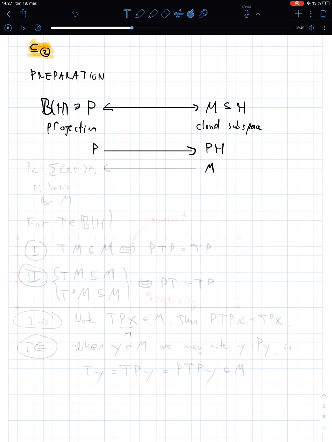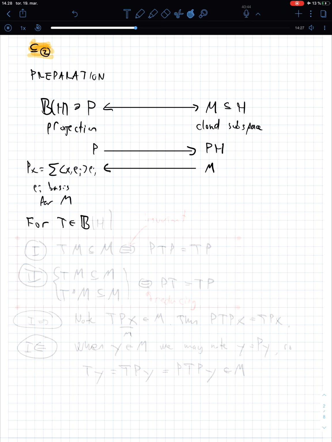And if you have a subspace, you can generate a projection by summing the inner product between x and e_i, where e_i is a basis for M. So we have a way of going back and forth between these two pictures, if you like, of a projection or a closed subspace. It's more or less the same. And we need to think about how this relates to commutativity. That's the point that I'm trying to make here.